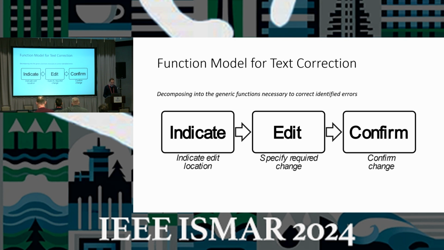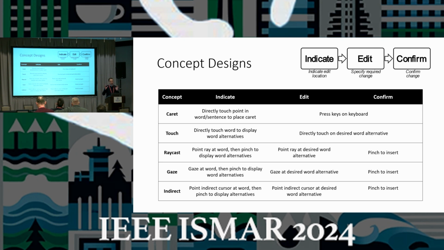And then you may, in a lot of cases, need to confirm that change so that it gets inserted into the input field. So this gave us a structure for thinking about how we could lay out different interaction methods that achieve these various functions. Just to point out, there's not always a clear delineation between functions. For example, we still explored the caret-based method, where the user has to touch and move a caret within the text input field and then interact with the keyboard. So there's no strict separation between the edit subtask and the confirm subtask.